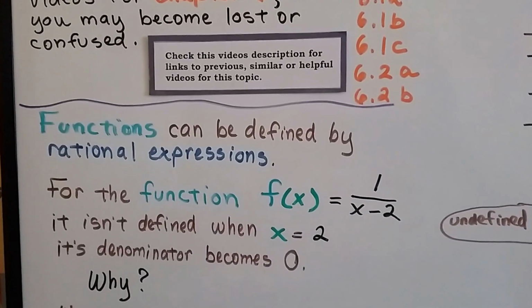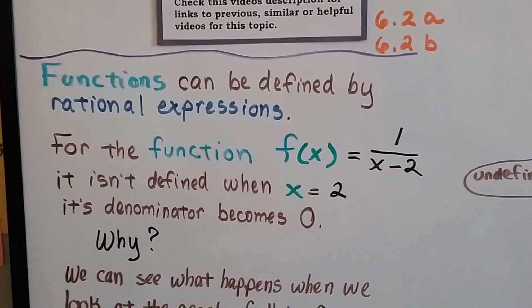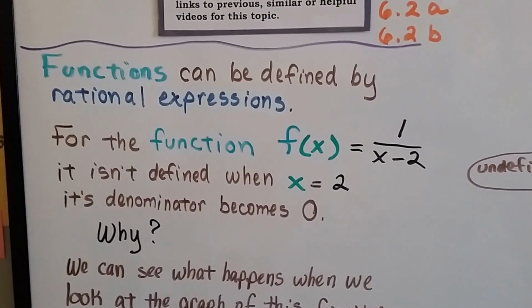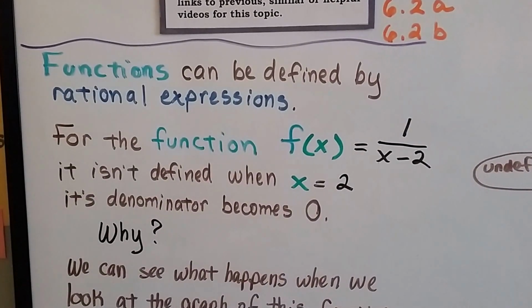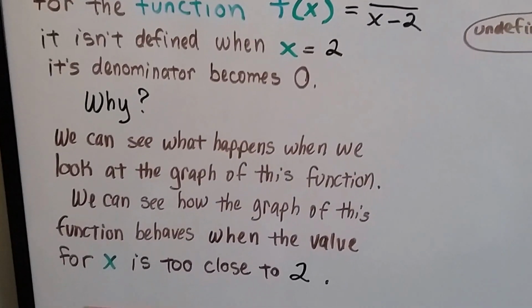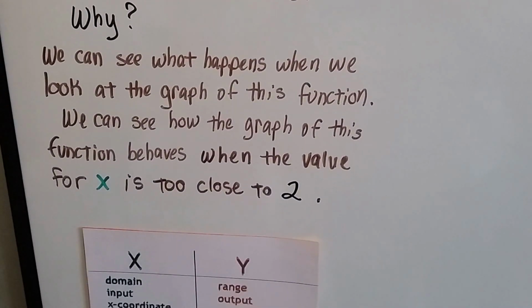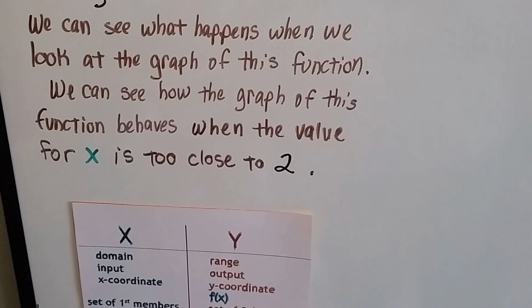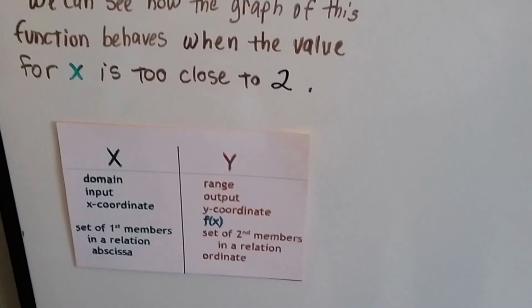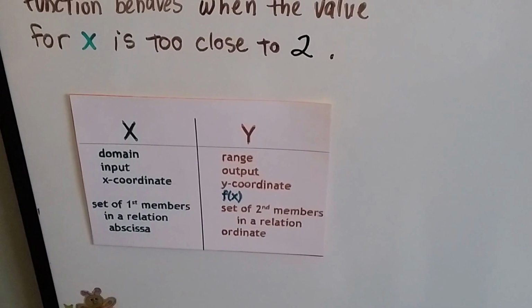So functions can be defined by rational expressions. For the function f of x equals 1 over x minus 2, it isn't defined when x is equal to 2. Its denominator would become a 0, wouldn't it? Why? Well, we can see what happens when we look at the graph of this function. We can see how the graph behaves when the value for x is too close to 2. So I want you to remember, f of x means the y. It's the range. It's the output, okay?